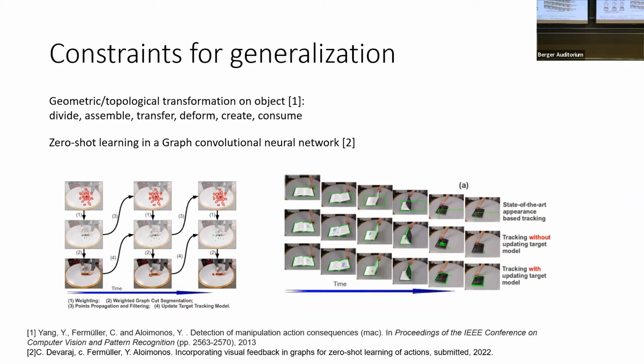One thing we have, for example, done is, while you see in the current database actions are described by some verb, we classified them according to geometry topology. For example, many actions are dividing. So all actions that divide are cutting, chopping. Actions assemble, transfer, deform, create, consume, basically are these 6 categories of higher topological changes. And work included tracking it according to this.